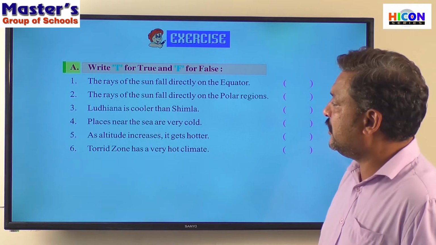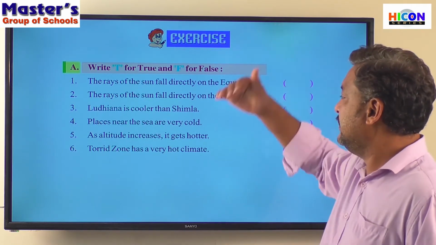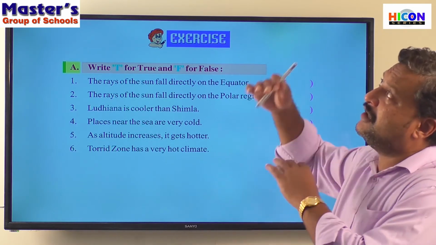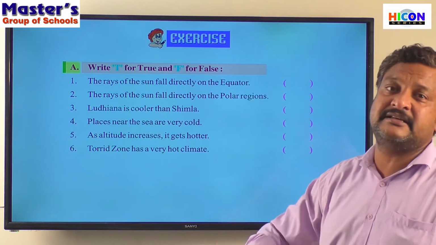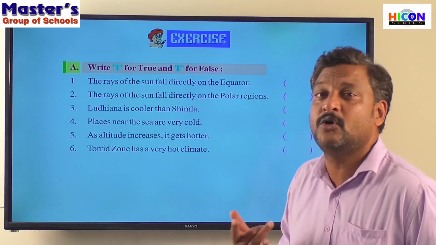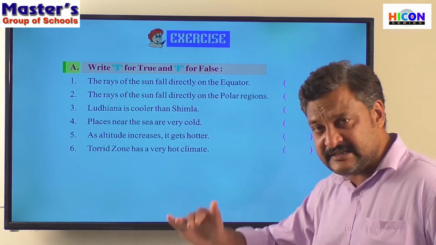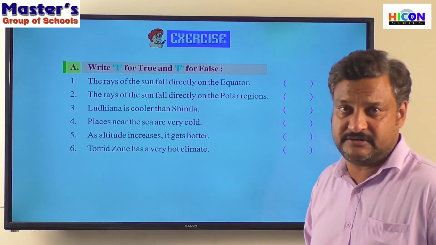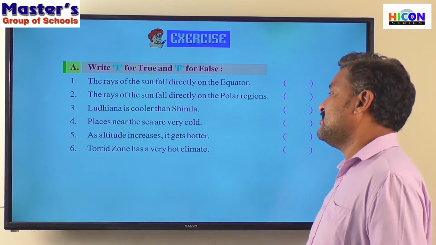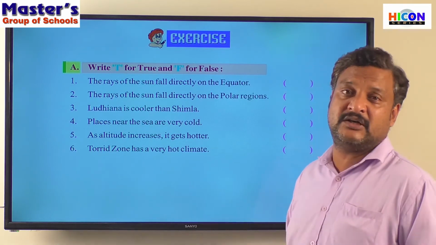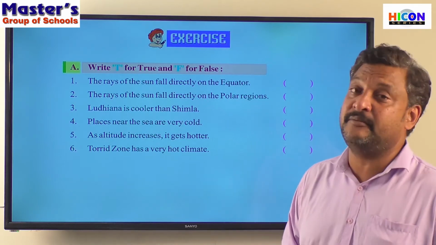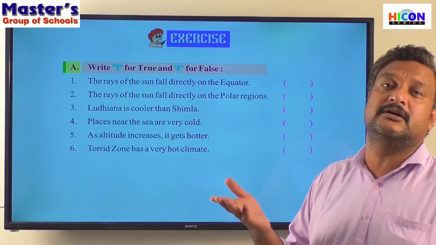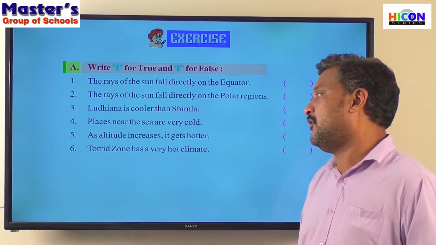Right? Fifth one. As altitude increases, it gets hotter. Is it so? As we go higher in the altitude, what happens? The temperature decreases. Means what? Is it becoming hotter or colder? Colder, isn't it? The temperature decreases means it becomes colder. The temperature increases means it's becoming hotter. So here, as altitude increases, it gets hotter is a wrong statement, because as we go high in the altitude, the temperature decreases. It becomes cooler. Right? So the answer is again false.